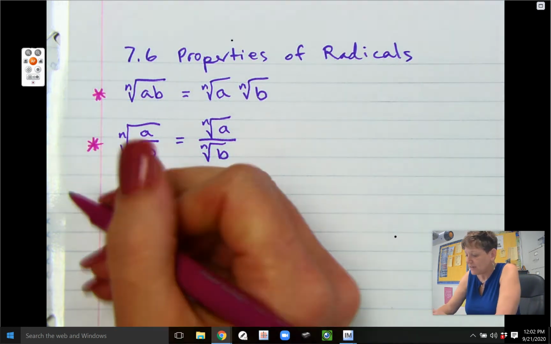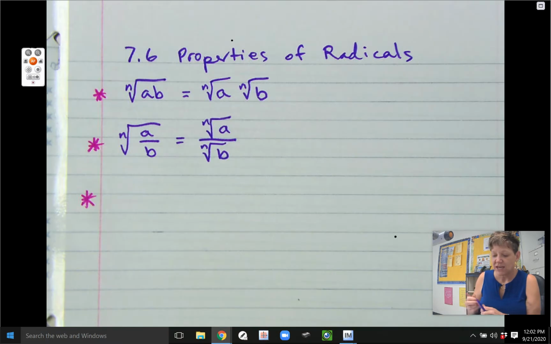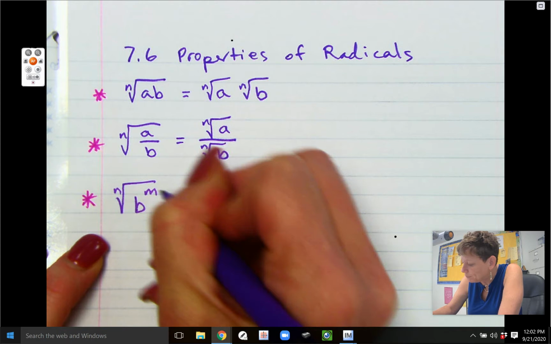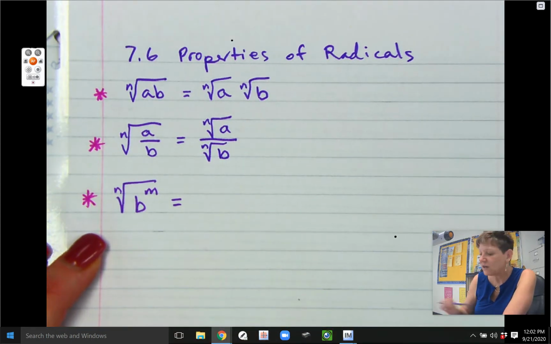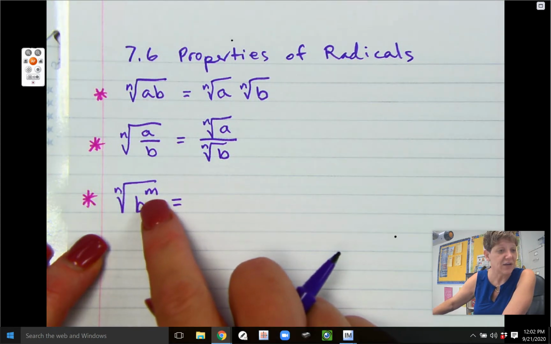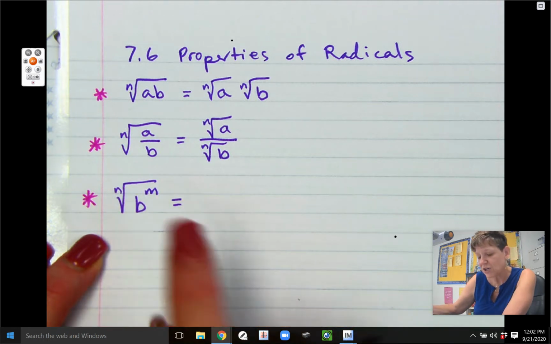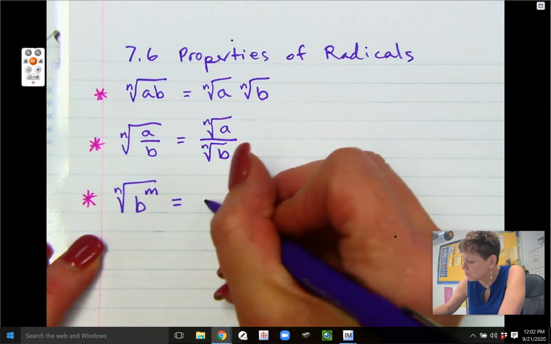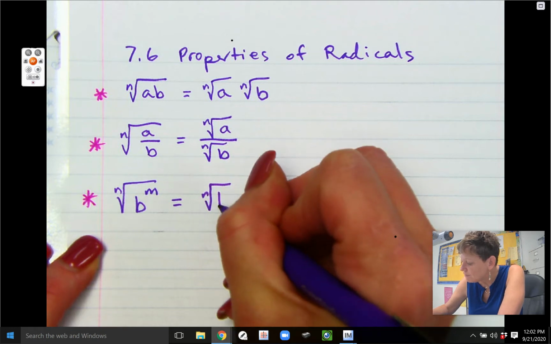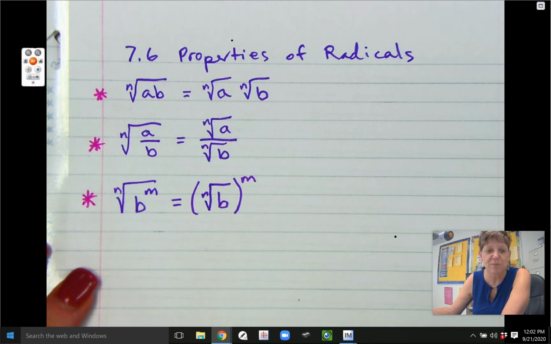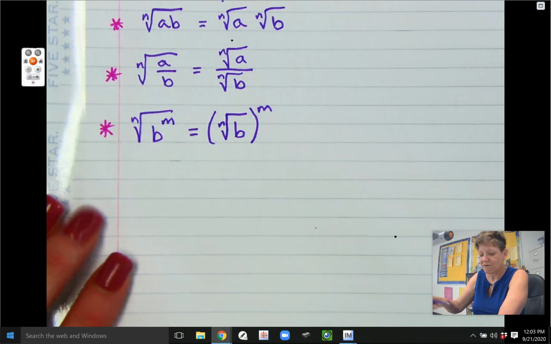Our third property today is if you have the nth root of b to the m. So here we're taking an nth root of b to the m. And here you would probably take your b and raise it to the m first and then take the nth root. But you are allowed, if you prefer, to make your number smaller, take the nth root of b first and then raise it to the m power. Okay? So you have a choice on which one you do first. All right, our fourth property.